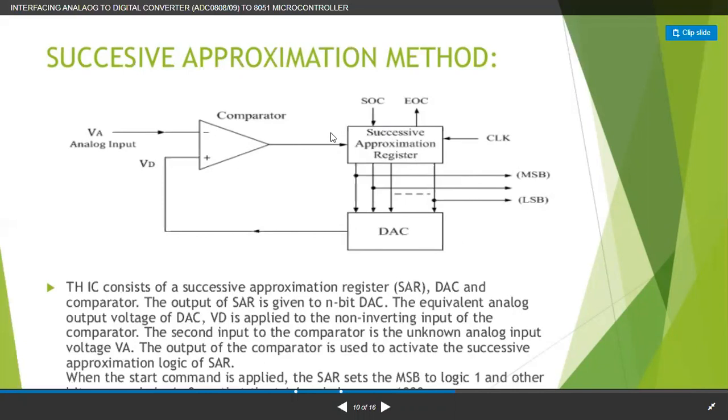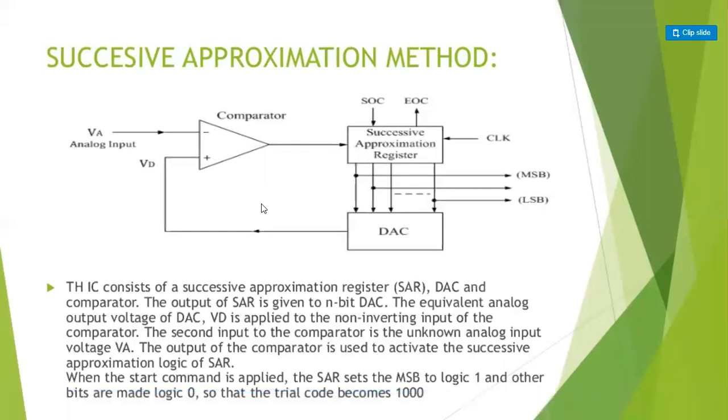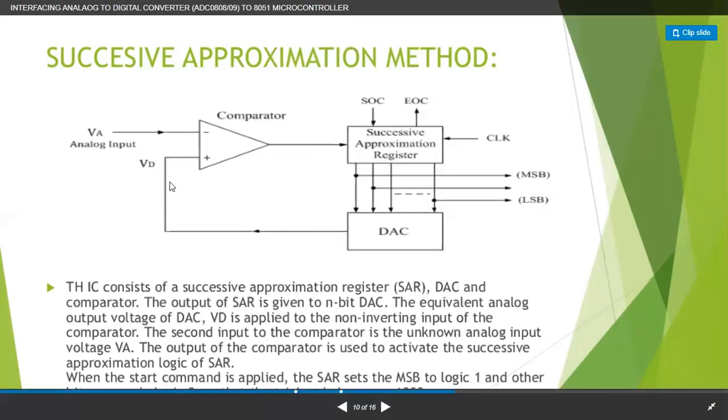The output of SAR is given to an n-bit DAC, and the equivalent analog voltage, the output voltage of DAC, VD, is applied to the non-inverting input of the comparator, and the second input of the comparator is known as the analog input. The second input from here is an analog input, and what comes from here is the output of the digital to analog converter. And the output of the comparator is used to activate this successive approximation logic.